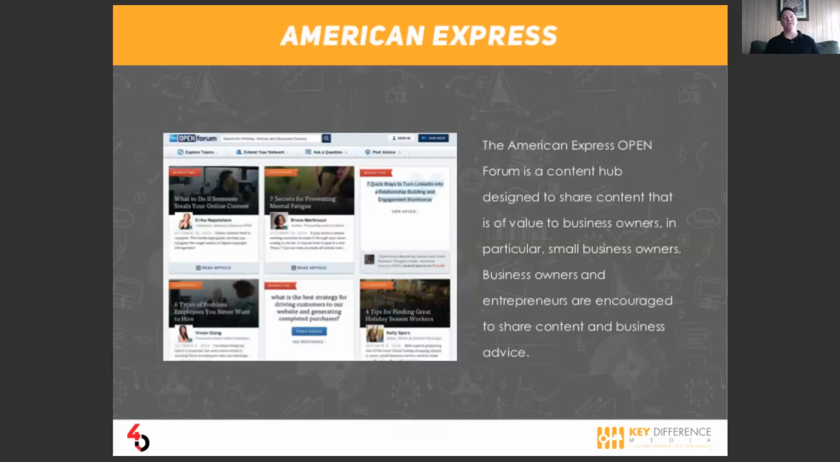And the longer you can keep them there and the more you can engage them through all the other channels to bring them back to your hub, the better, and the more real estate you basically take up in the mind of your prospects and customers. So then there's American Express.